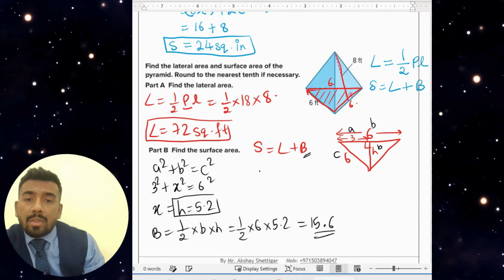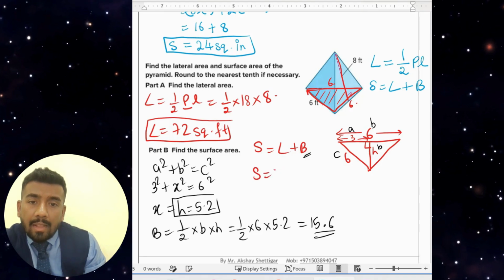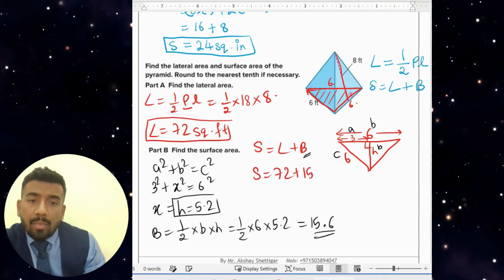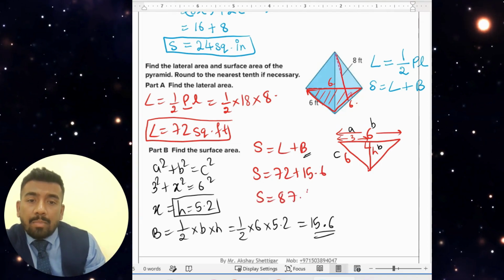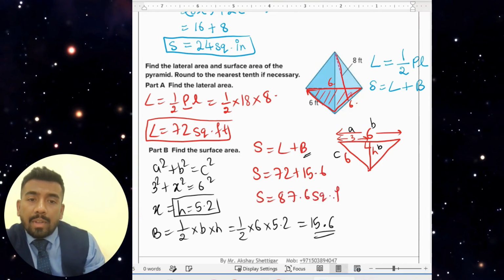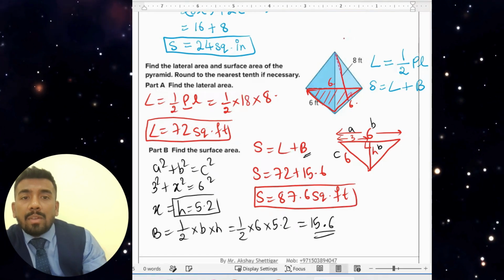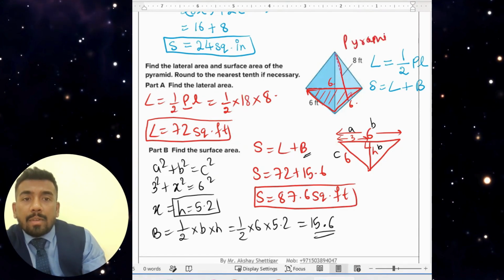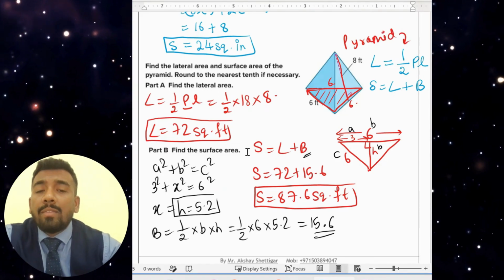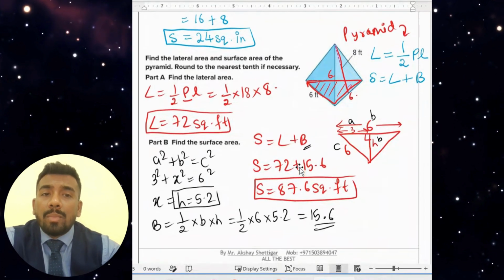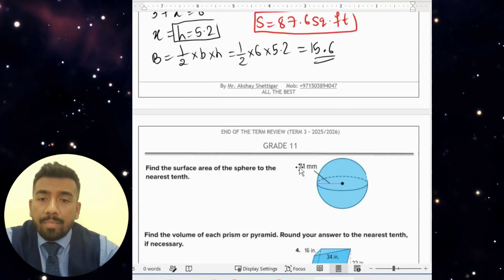Put it over here. So your surface area will be L, that's 72, plus 15.6. So the surface area is 87.6 square feet. Understood how to find it? So that's how you do it for a pyramid. This is the formula for a pyramid: that's the lateral area and that's the surface area. Don't worry, I'll make a video at the end which shows all the formulas, and I'll share the paper also as a PDF for you to refer to.